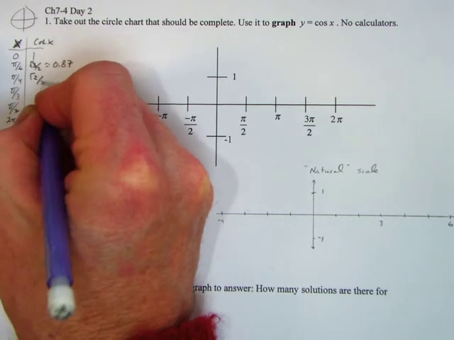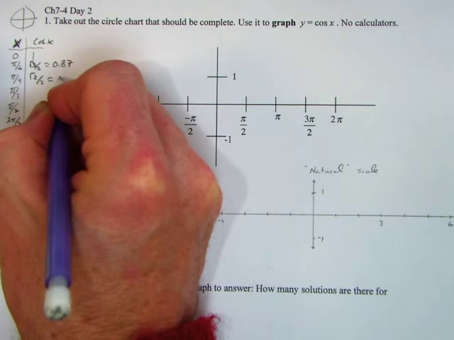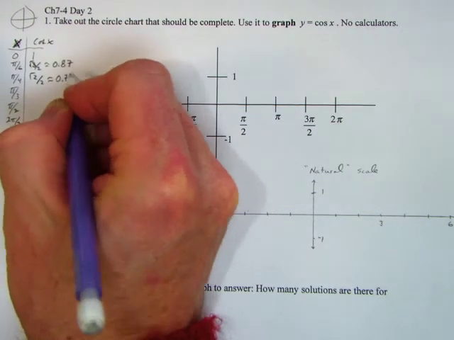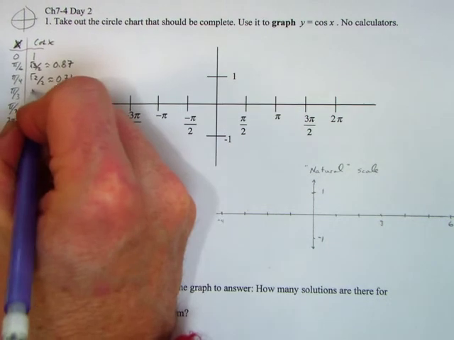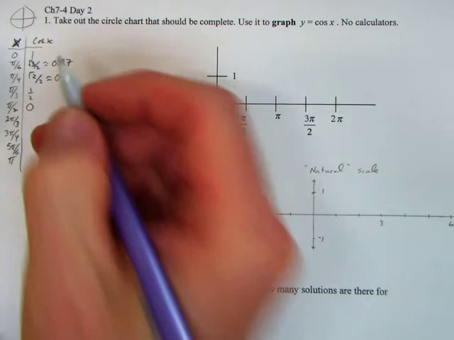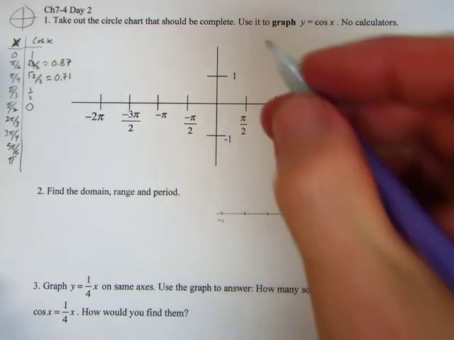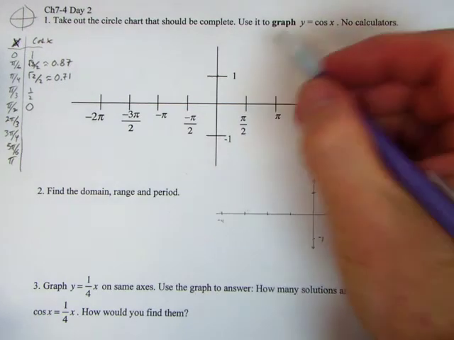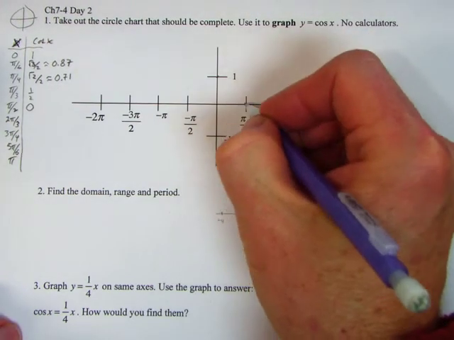Cosine of pi over 4 is root 2 over 2, 1.4, etc. divided by 2, and we'll get 0.71. Pi over 3 is 1/2. Cosine of pi over 2 is 0. So when we're looking at this, we can start graphing it. Cosine of 0 is 1. Now we need to put in our scale here.